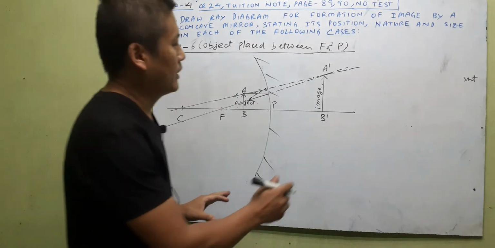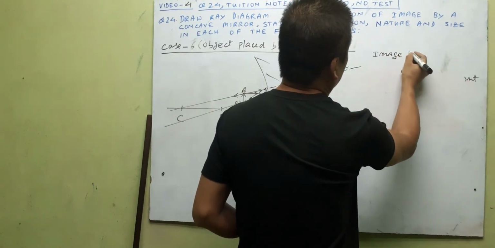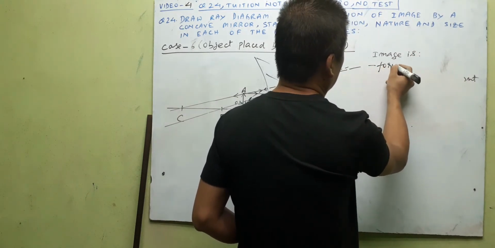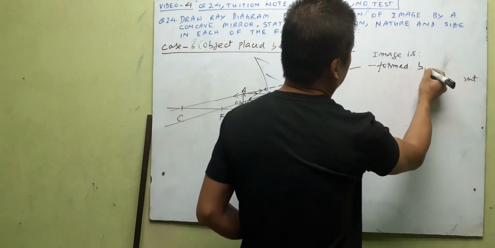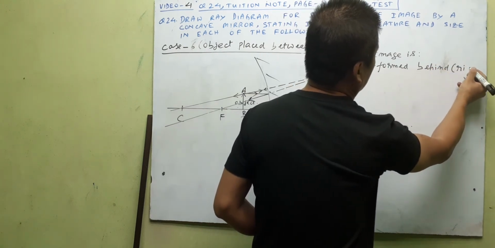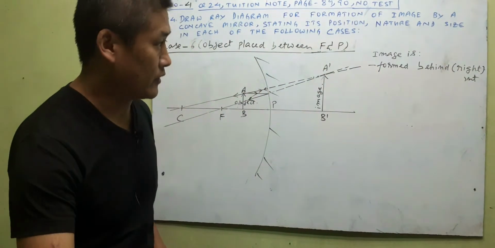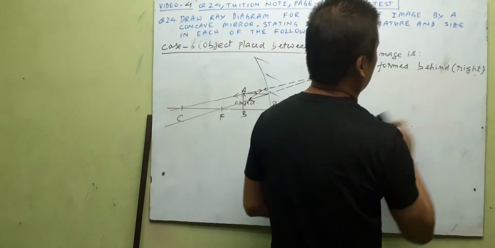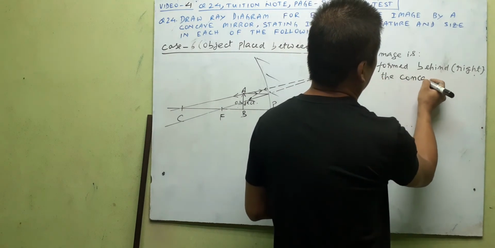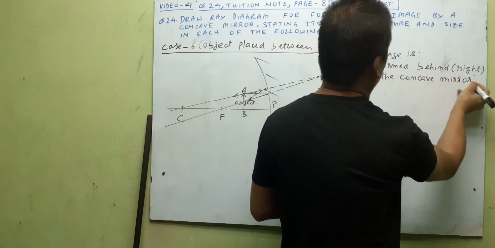So let us write the thing here. Image position is formed behind. For the first time we are seeing it behind. And behind means we also call it as right side. Behind or right side of the concave mirror. Okay, behind the concave mirror.